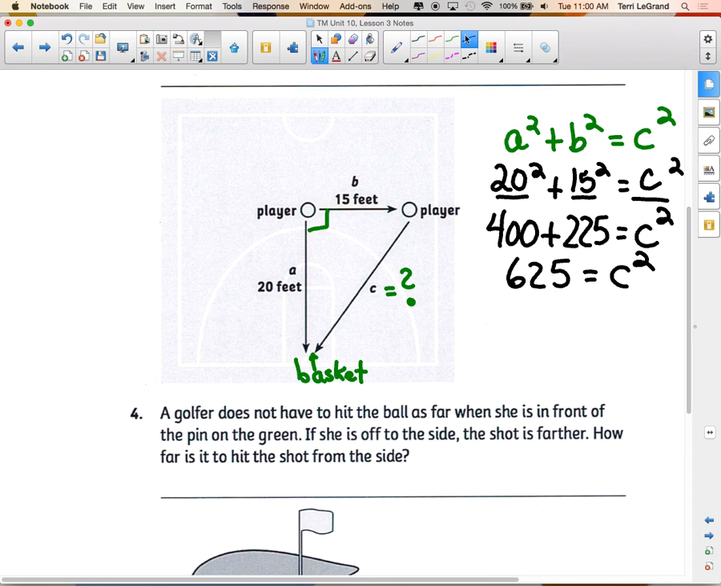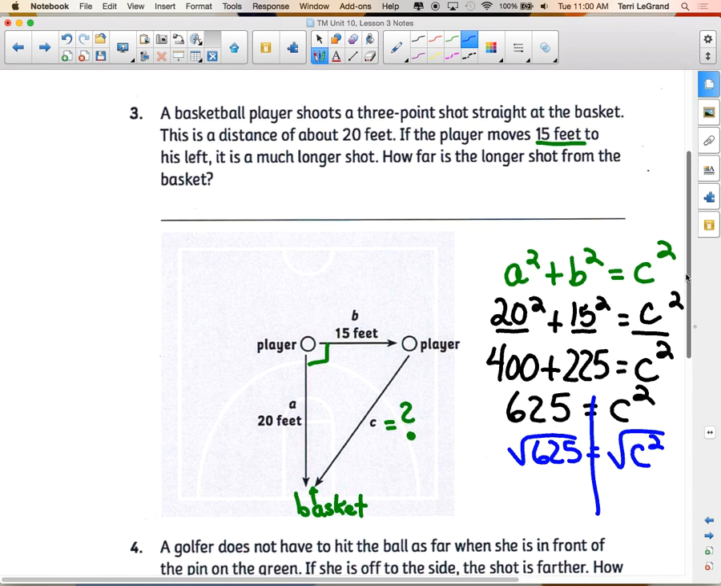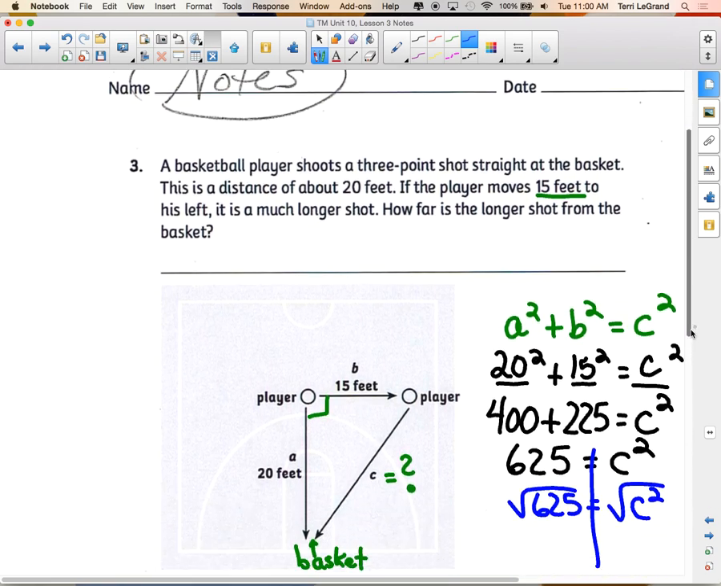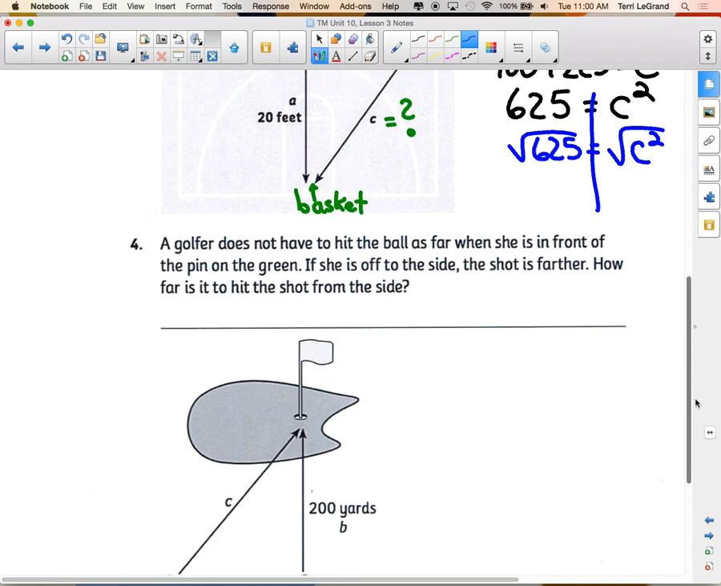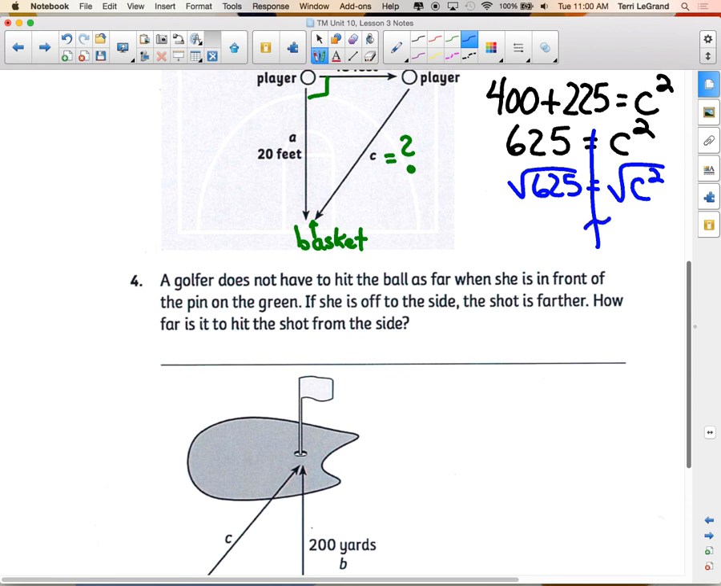Now is it ready to solve? Yes, now we can do the same thing to both sides. So we'll take the square root of 625. We'll take the square root of C squared. If they didn't tell us what to round to, we're going to go to the nearest tenth, like we're doing on the front side. So C is approximately equal to, we write down the whole number in front of the decimal point and 2 places behind the decimal point when we round to the nearest tenth. So what is that, Harley?